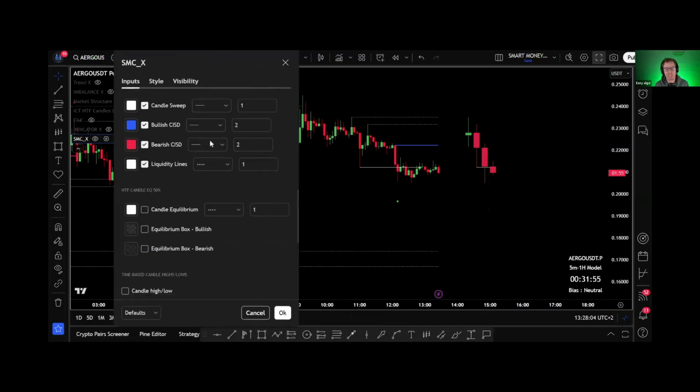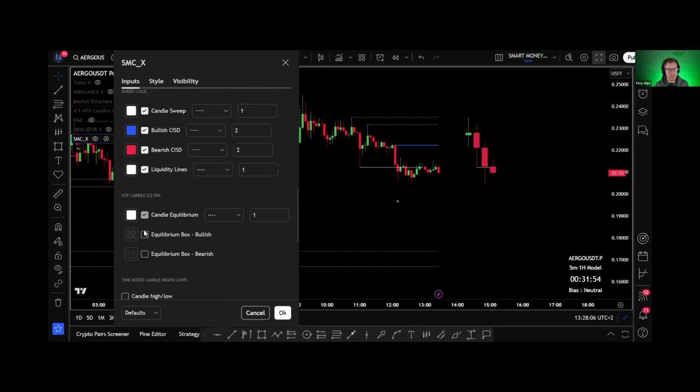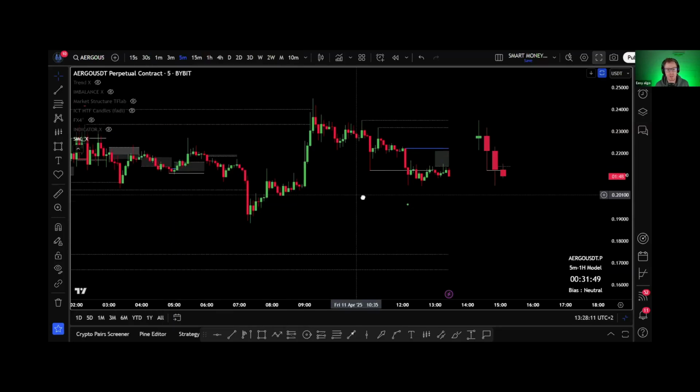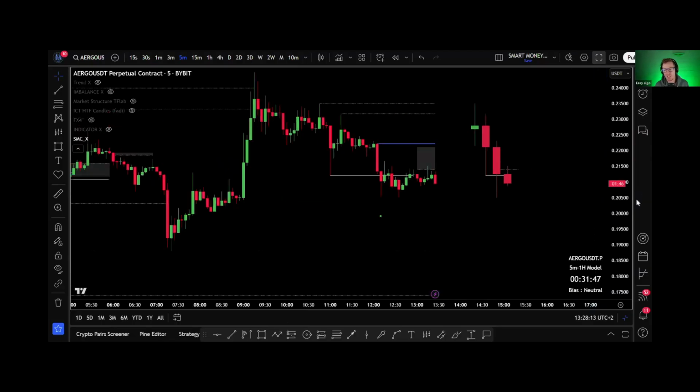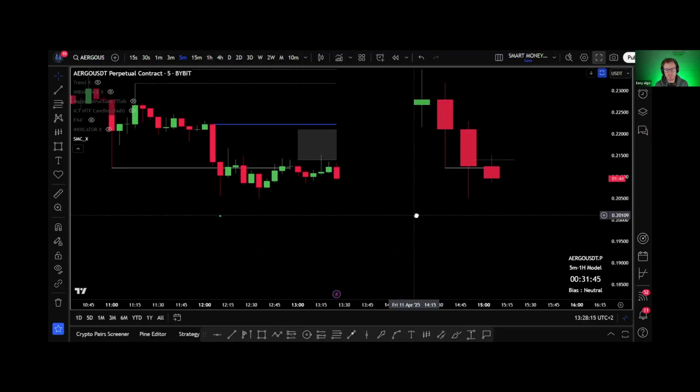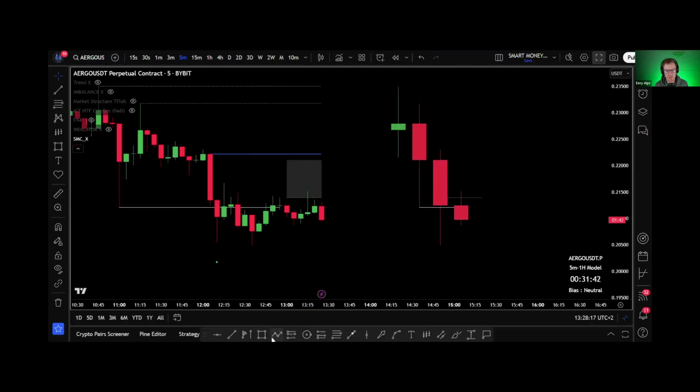And now we've got candle equilibrium, which I haven't had turned on, but I'll turn it on now. Sometimes it can get quite busy, but I'll show you what it does. What it's doing now, it's marking out 50% of the candle, which is a very, very good confluence. You can see over here, it projects these EQ or these equilibrium boxes.